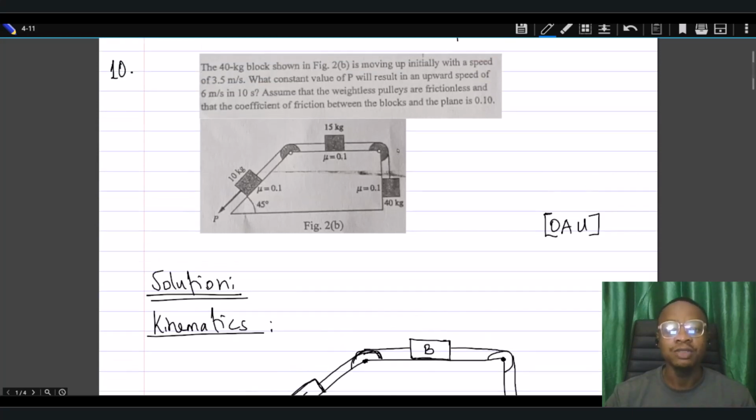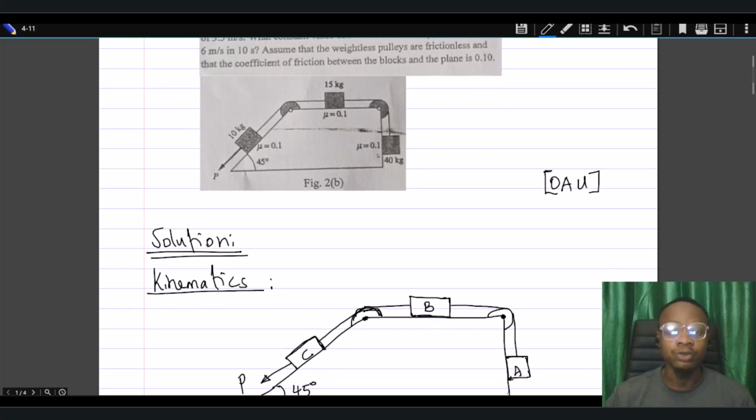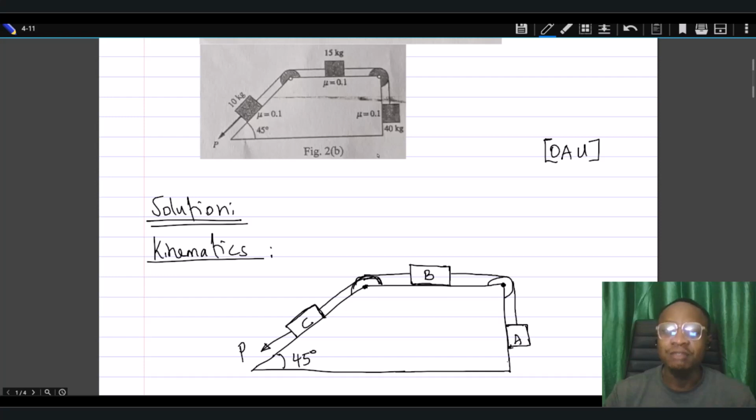Okay, and of course it is evident in the problem statement that this will be going up, so we might make use of that information directly and say, okay, we know for this to go up, this has to move this way and this has to move down.